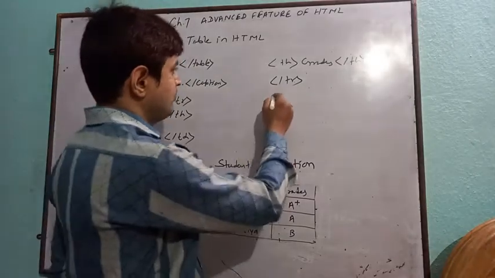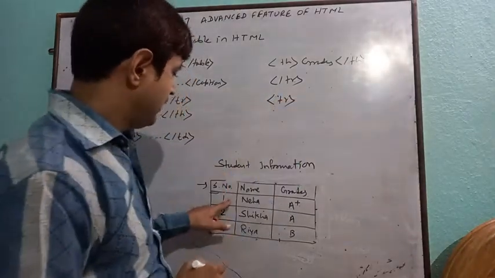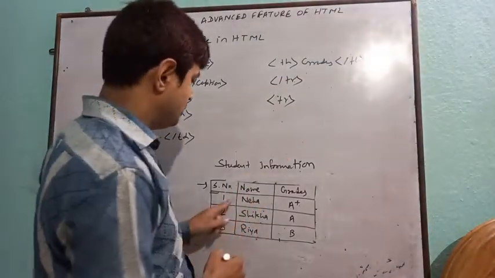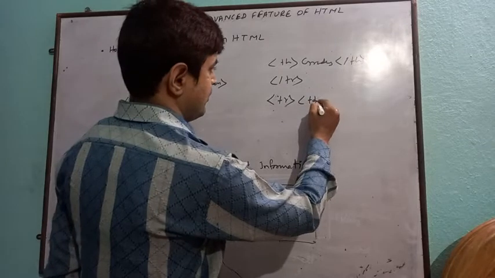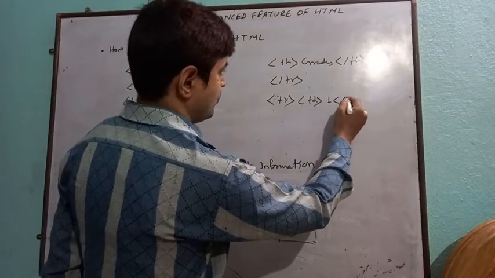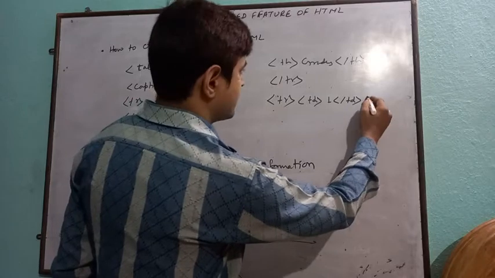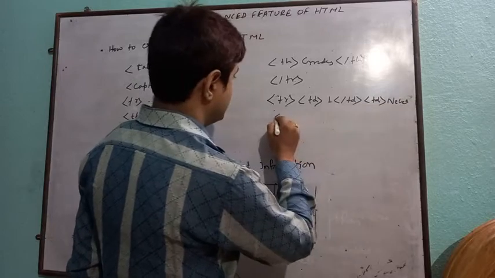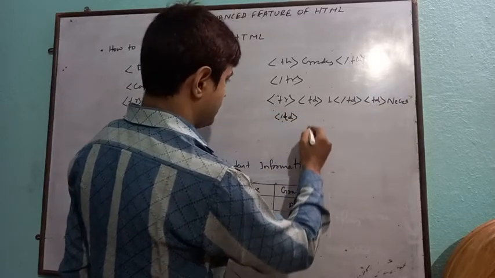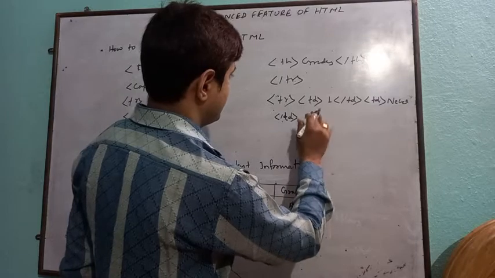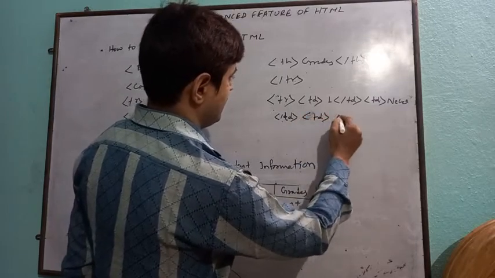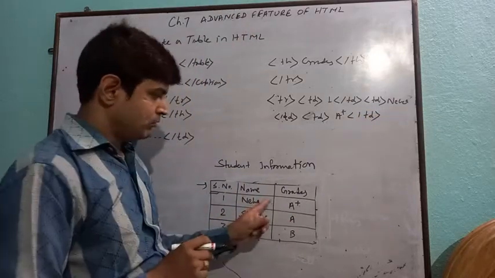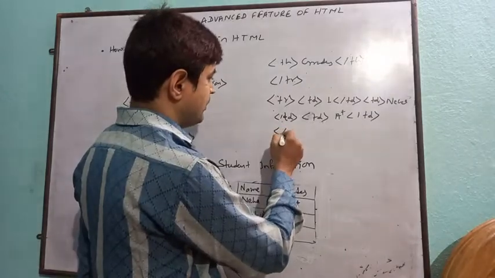In our next row, start table row, and now we have to enter the data. It is the general cell. So now we will use the TD tag. TD 1, close TD tag. In the next, TD Neha, and close TD tag. And the next, grades A plus. Sorry, first start the TD tag and grade A plus and close TD tag. And now we have completed the next row. Here we will close the TR tag.